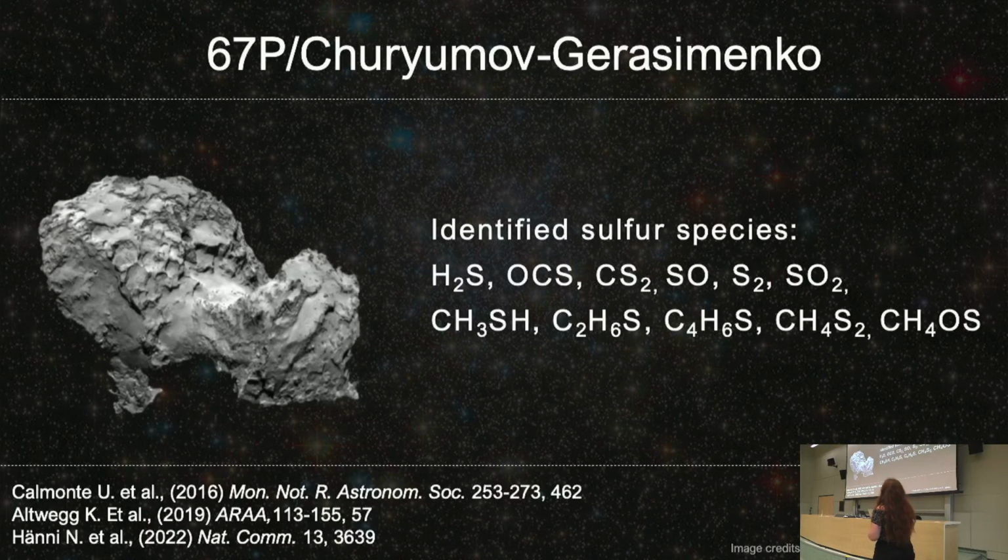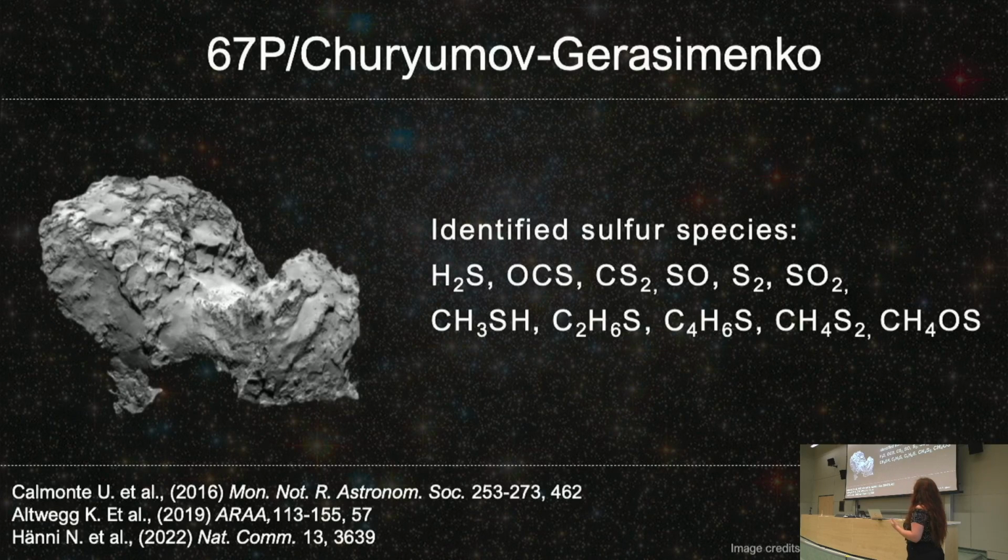Now, let's focus on the case of the comet 67P. On this comet, a lot of sulfur-bearing species have been identified after the Rosetta mission. You can find very simple molecules, but also more complex ones. So we have, for example, a molecule that's composed of 4 carbon atoms. It is quite complex indeed. Or a molecule that contains both oxygen and sulfur atoms. This is also relatively complex for us.